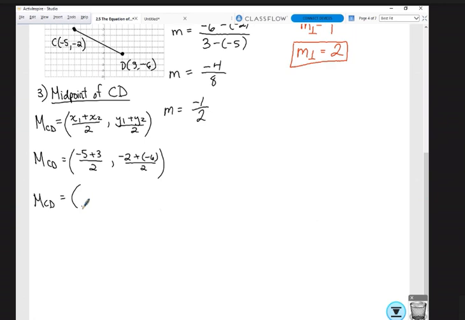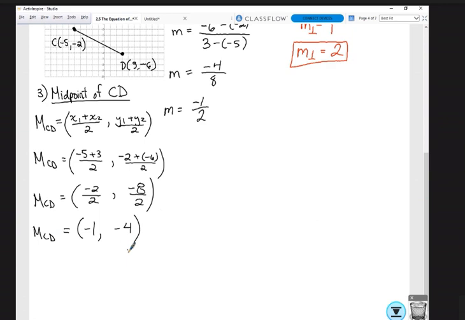The midpoint of CD, oh, I was almost thinking negative 8. I almost walked into the trap. But this is going to be negative 2 over 2, comma, negative 8 over 2. The midpoint of CD is now negative 1, negative 4. Good? I think it's good.